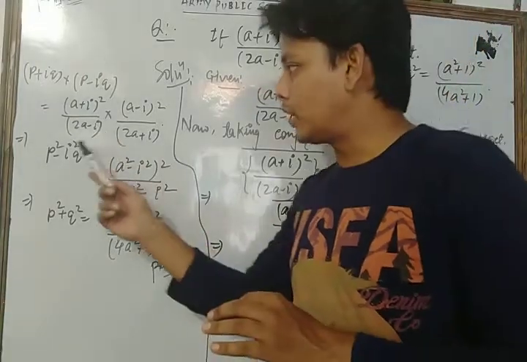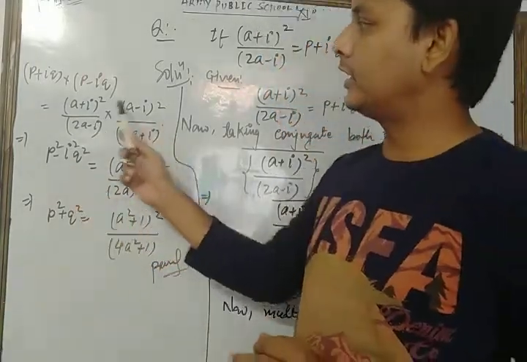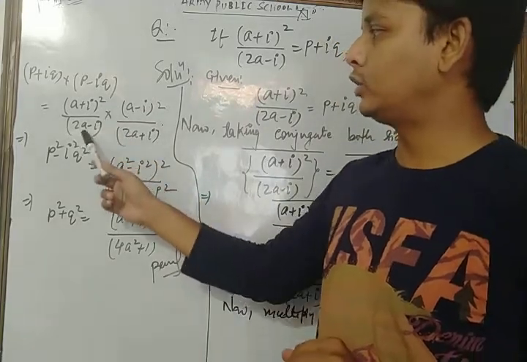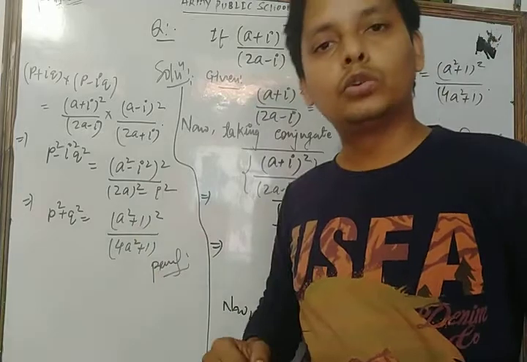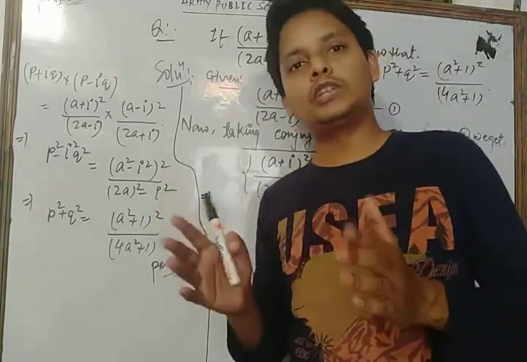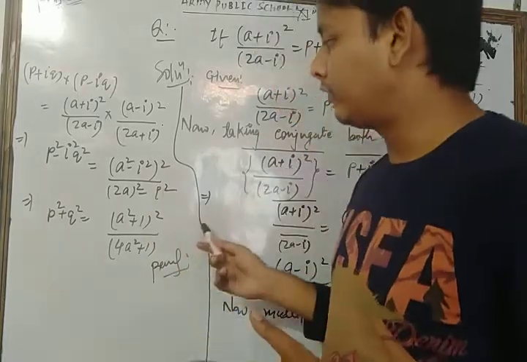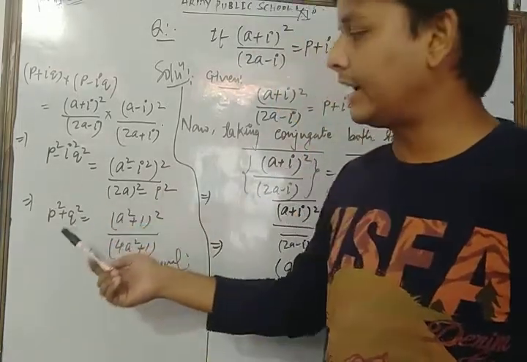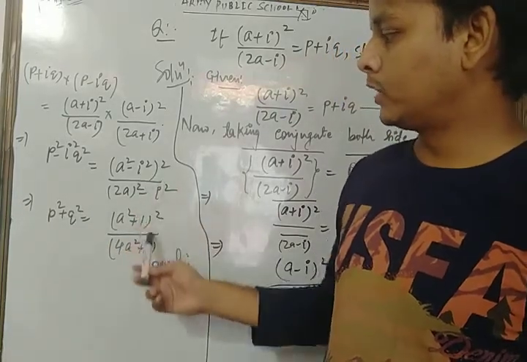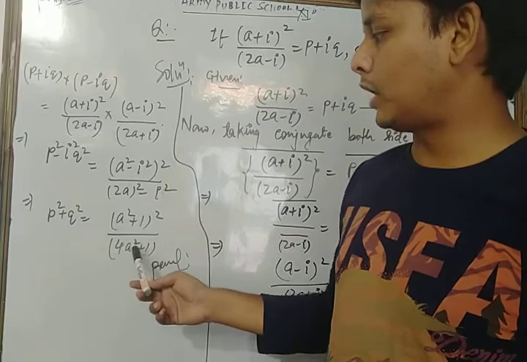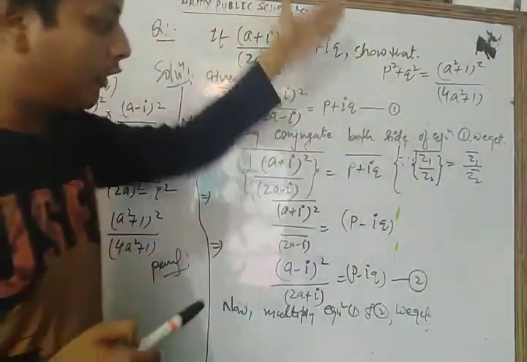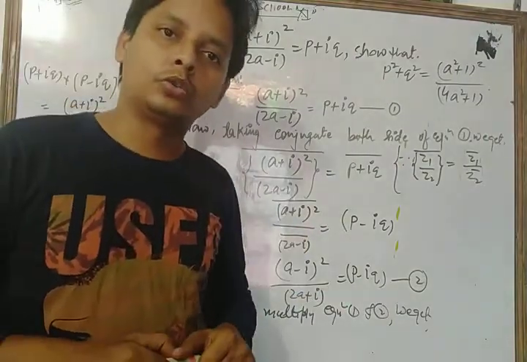We write it as a² - b², and the same on the right hand side also we write a² - b² upon, here we write 2a squared minus i squared, and we know that the value of i² is minus 1. So we replace i² by minus 1. In that way we get our result as p² + q² is equal to (a² + 1)² upon, in the denominator, 4a² + 1. Hence proved.